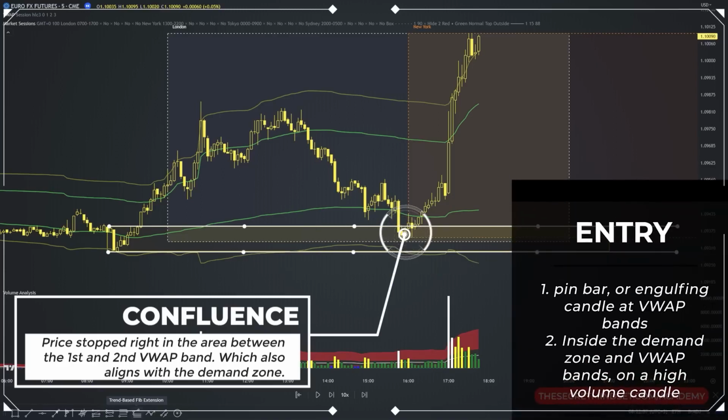zone. The conservative entry is after you find a pin bar or an engulfing candle. But it's not wrong if you pull the trigger inside this area. I'm conservative and I like a candle confirmation as an extra confluence. Stop loss goes below the demand zone and take profit at the next supply zones.